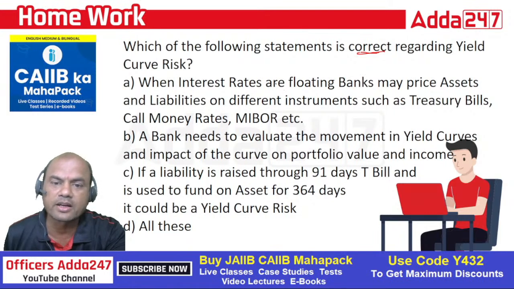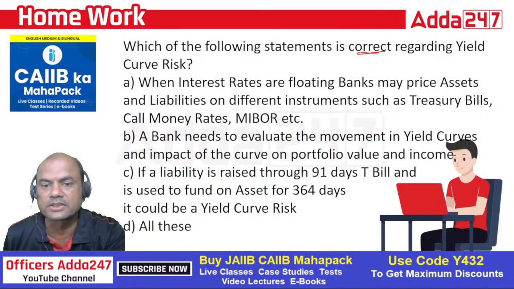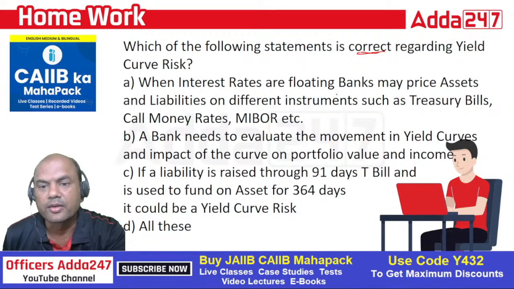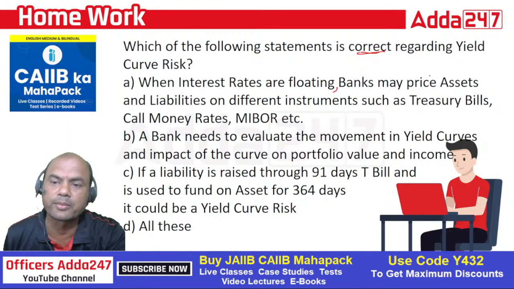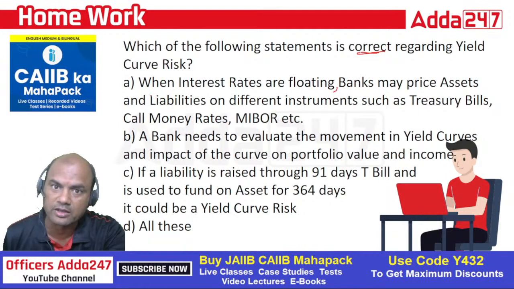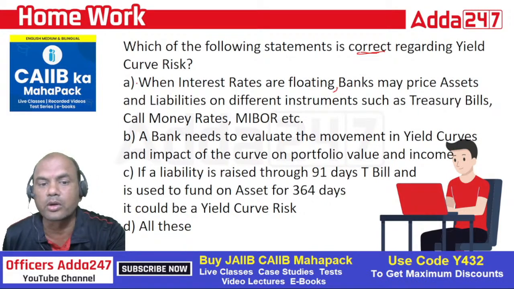When the interest rates are floating, banks may price assets and liabilities of different maturities such as T-bills, call money, MIBOR, etc. Means whenever interest rates are floating, banks may price assets and liabilities on different maturity instruments, means banks can have different benchmarks for interest rates. Okay, number one, that can be one option. I'm not giving you the answer now, you will have to find the answer, and tomorrow I'll answer this.